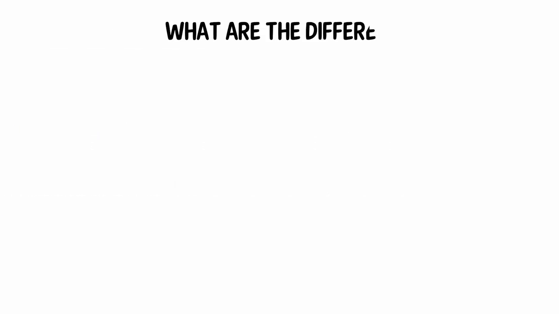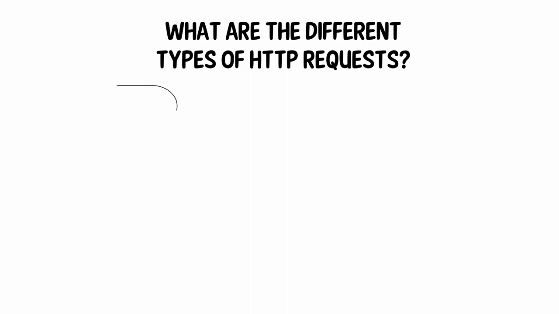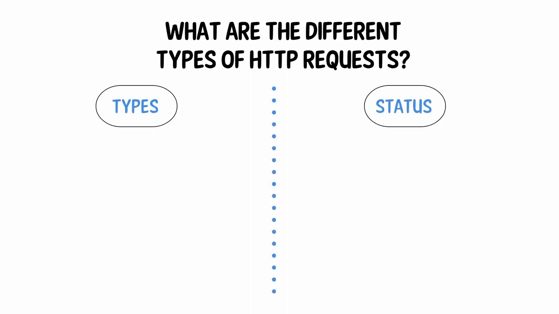What are the different types of HTTP requests? A request is defined based on type and status. The most popular types are: GET is used to request data. This is added to the query, so don't send sensitive data here.